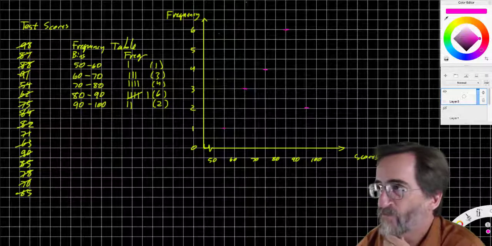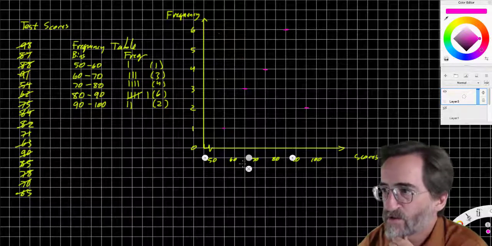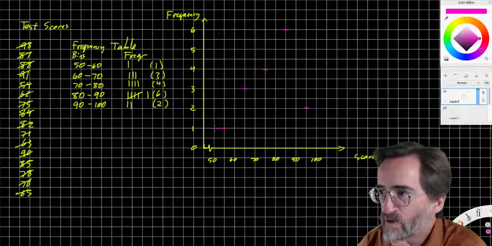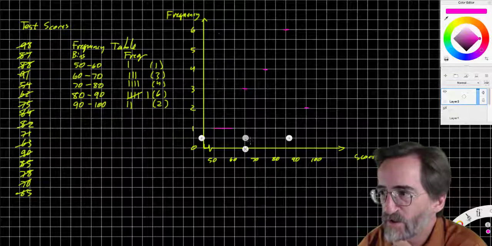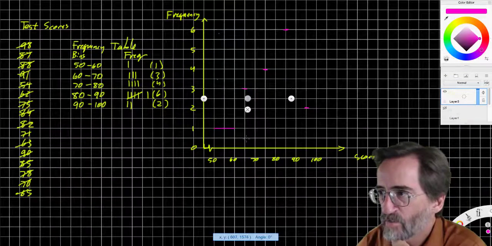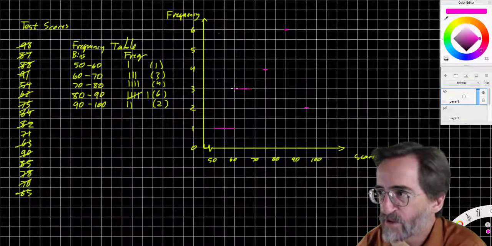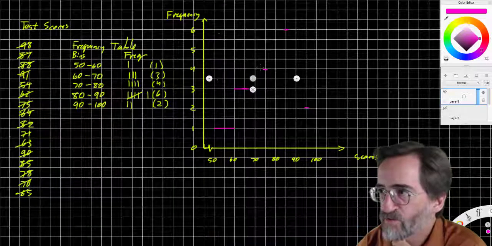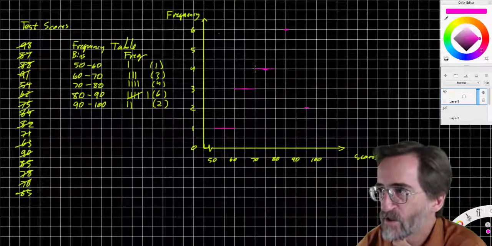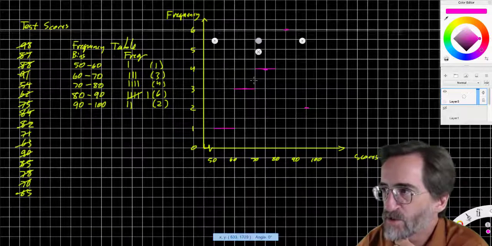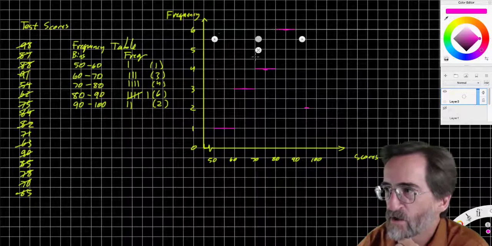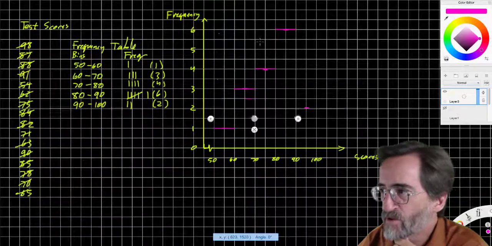Okay. Straight edge. And note now we don't put any space between the bars at all. No space between the bars. No space between the bars. And this is called a histogram.